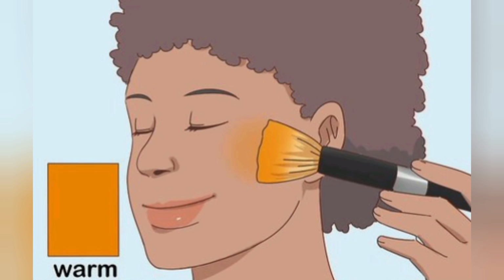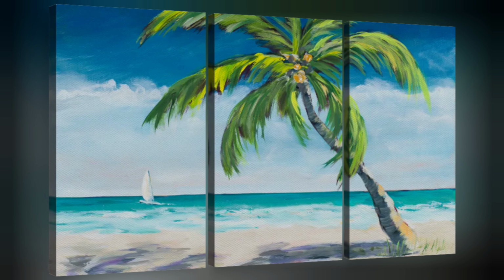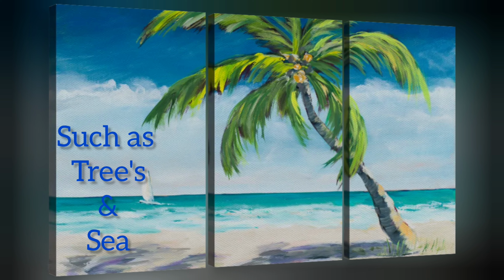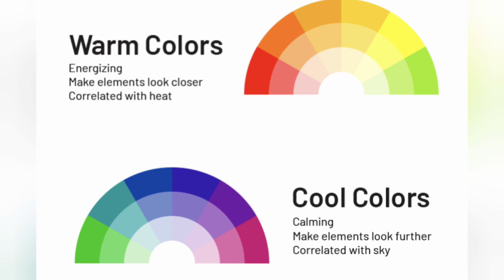Warm, look for a golden tone. Now comes cool colors. They give an impression of calm and create a soothing impression. Elements such as the trees and the sea. Cool colors are typically green, blue, and purple. Okay, so cool, look for a blue or green and sometimes pink tone.